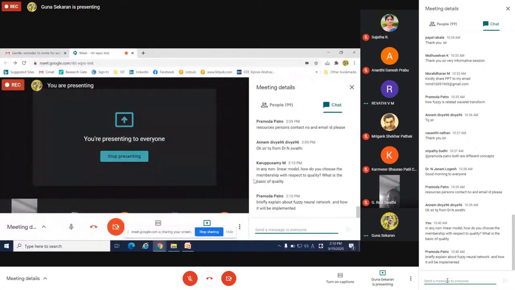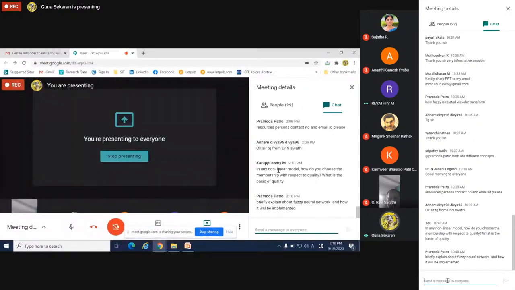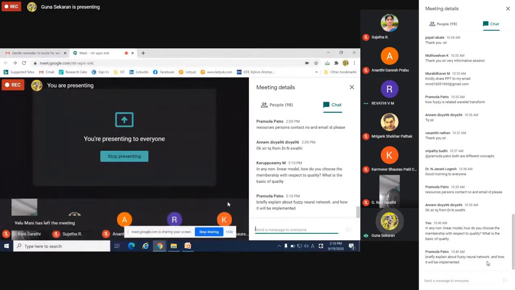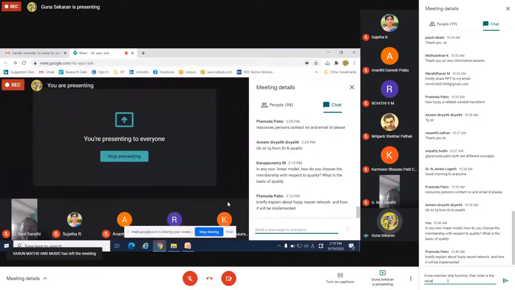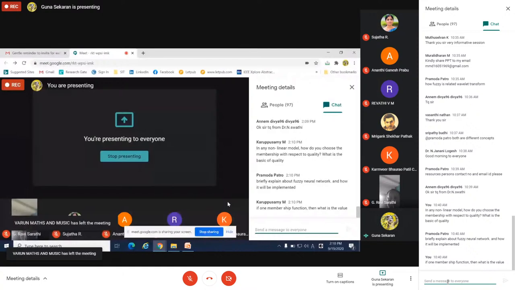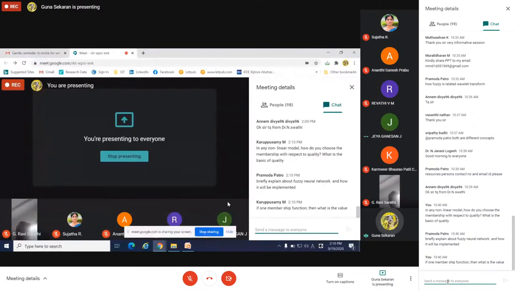If you have any nonlinear model, how do you choose membership values? For example, for an inverted pendulum, we use the angle measurement. You can choose sine theta and cosine theta, whose ranges are between 0 and 1. When theta is 90 degrees, you can choose 1, and 0 degrees is 0. We can then split it into two linear systems.